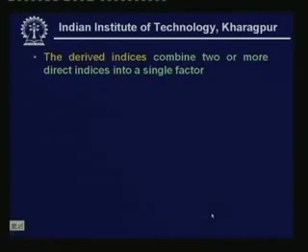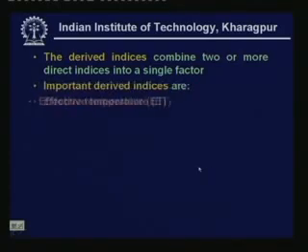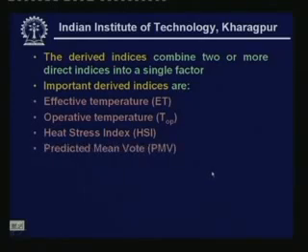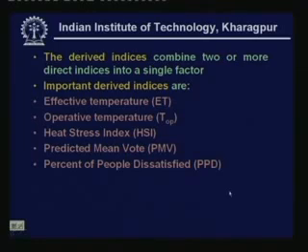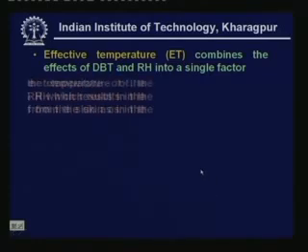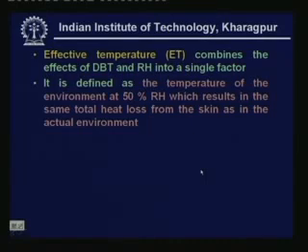The derived indices combine two or more direct indices into a single factor. Important derived indices are effective temperature ET, operative temperature TOP, heat stress index HSI, predicted mean vote PMV, percent of people dissatisfied PPD, etc. Now, let us define effective temperature ET. This effective temperature combines the effects of dry bulb temperature and relative humidity into a single factor. It is defined as the temperature of the environment at 50% RH, which results in the same total heat loss from the skin as in the actual environment. So, this is the definition of effective temperature.